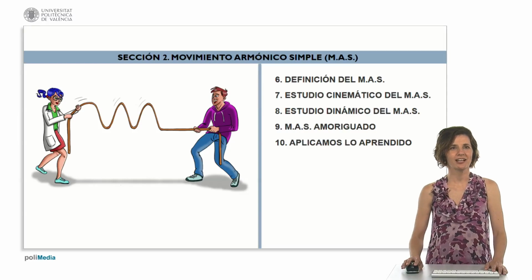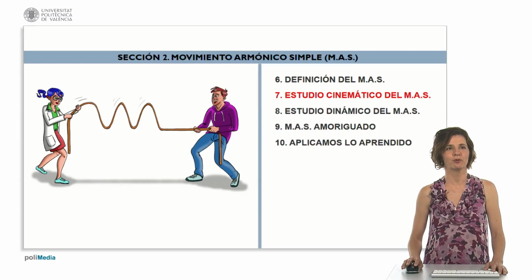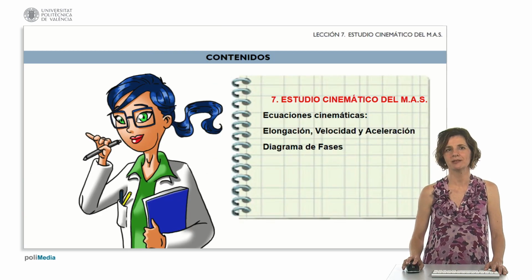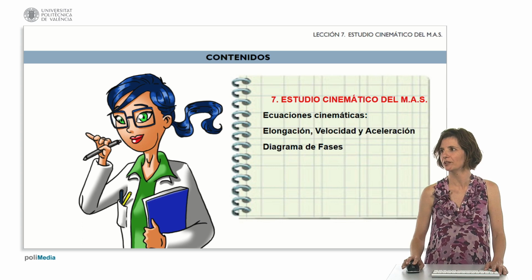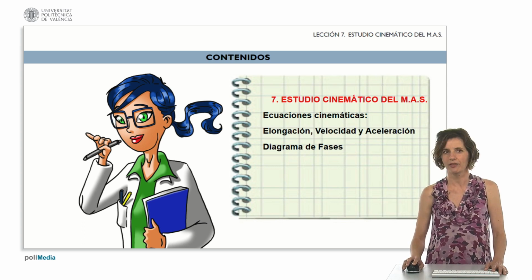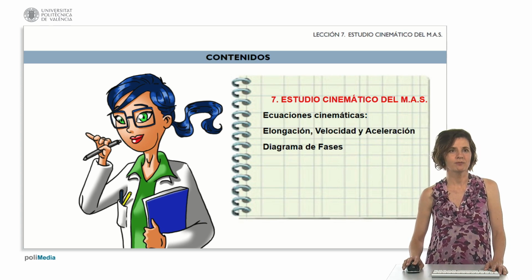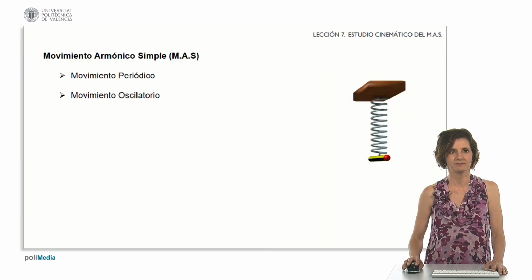Hello, in this lesson we will do a kinematic study of simple harmonic motion. We will see the kinematic equations that describe this type of motion, which are three: the equation of elongation, velocity, and acceleration. And we will also see a very useful tool to obtain information about the movement without mathematical complexity. It is what is called the phase diagram.